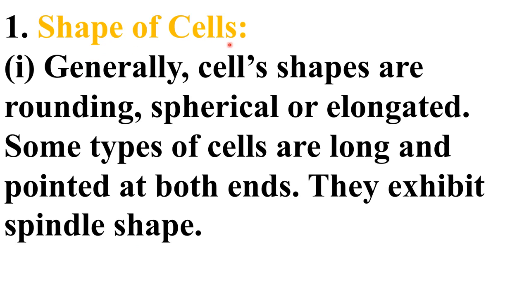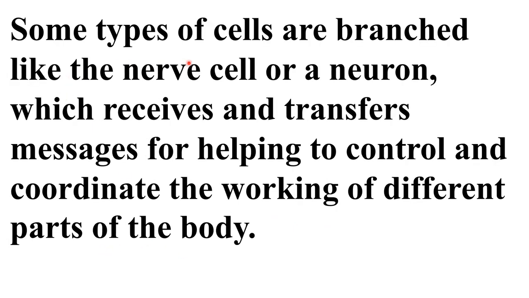Shape of cells. Generally, cell shapes are round, spherical or elongated. Some types of cells are long and pointed at both ends. They exhibit a spindle shape. Sometimes cells are branched, like a nerve cell or a neuron, which receives and transfers messages, helping to control and coordinate the working of different parts of the body.